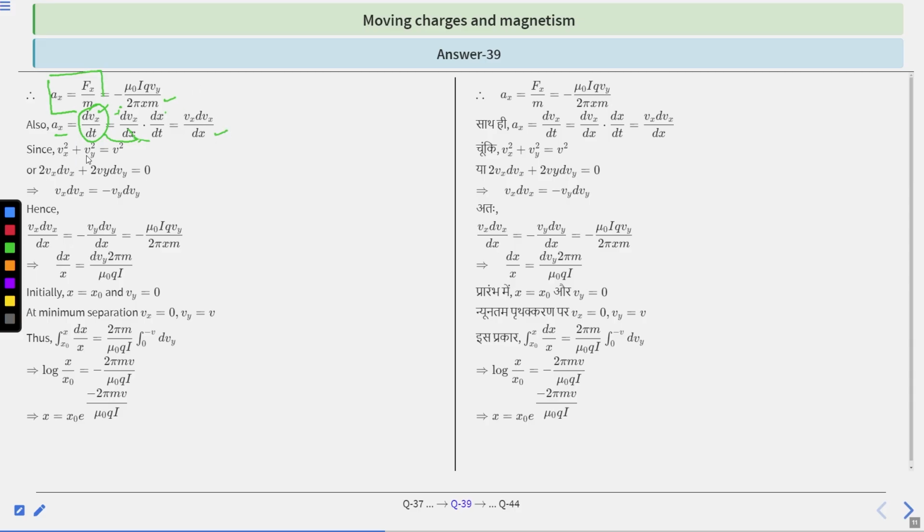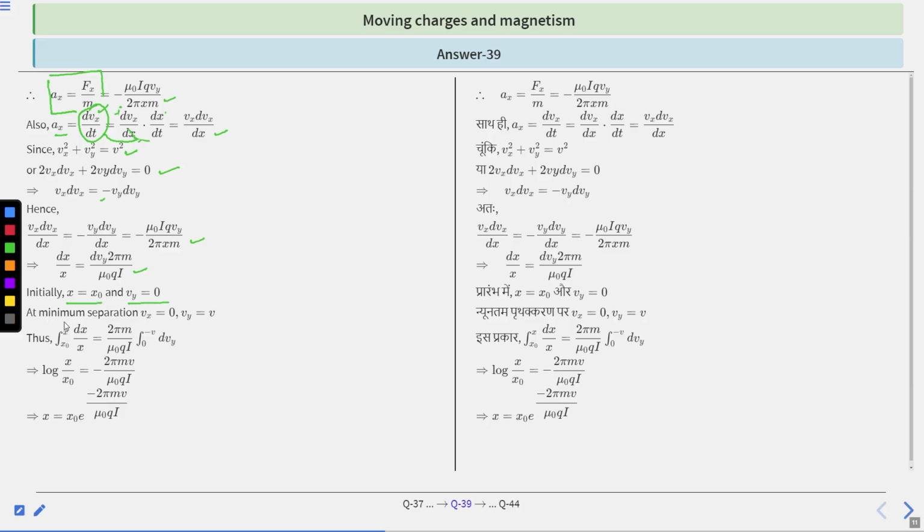Since Vx square plus Vy square is equal to V square, differentiating gives 2Vx dVx plus 2Vy dVy is equal to 0. So Vx dVx is equal to minus Vy dVy, with a negative sign. Hence Vx dVx divided by dx is equal to minus Vy dVy divided by dx, which is equal to minus mu naught I q Vy divided by 2 pi x m. Solving this term, you will get dx divided by x is equal to dVy times 2 pi m divided by mu naught q I. Initially x is equal to x naught and Vy is equal to 0.